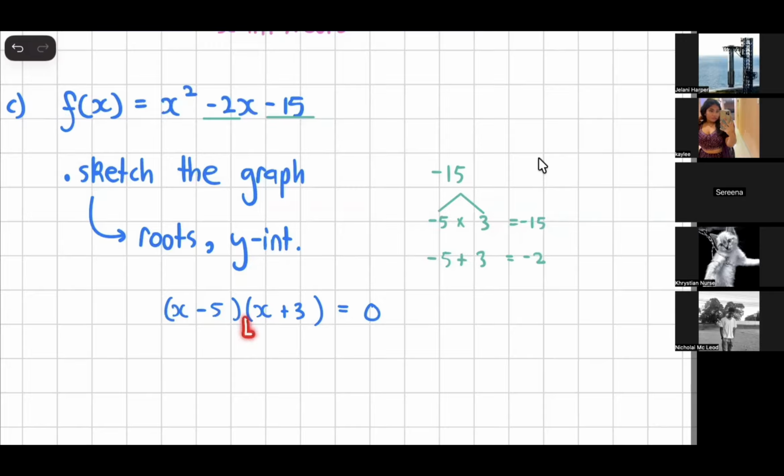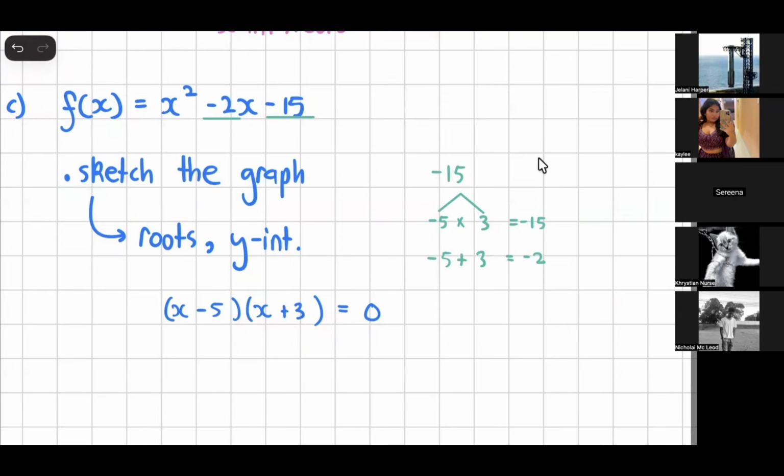And what value of x would make this bracket 0? What's the opposite of plus 3? Minus 3. Right. Minus 3 plus 3 is 0.